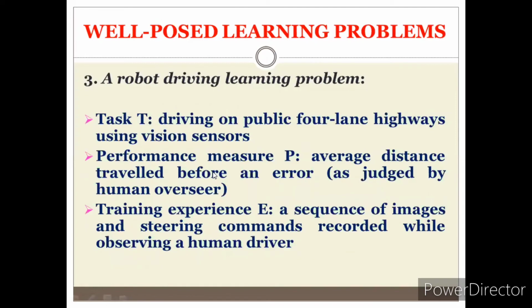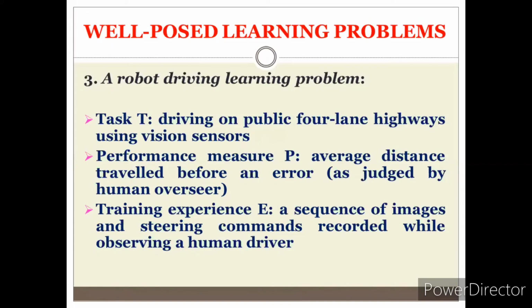Another example of a well-posed learning problem is a robot driving learning problem. It means an unmanned driver. In simple terms, driving on a public four-lane highway using a vision sensor. As we know, when it is unmanned, there must be a camera, that's the sensor, to decide in which direction the vehicle has to move. And here they have taken a simple example of a four-lane highway. If a robot is driving in that direction, then how is its performance measured? By the average distance traveled by that robot before an error occurs, as observed by a human.